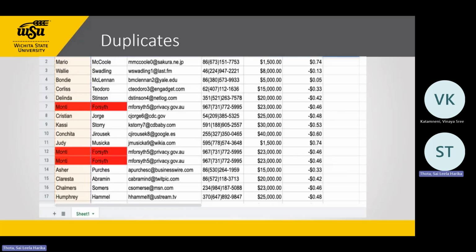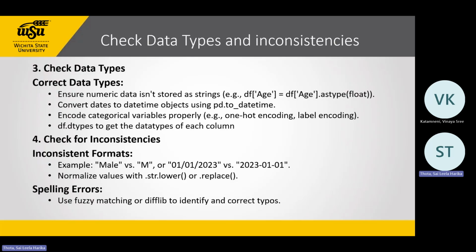So let's see what the duplicates are. If you observe rows 7, 12, and 13, those are exactly the same, so we need to remove them. And check data types and inconsistency.